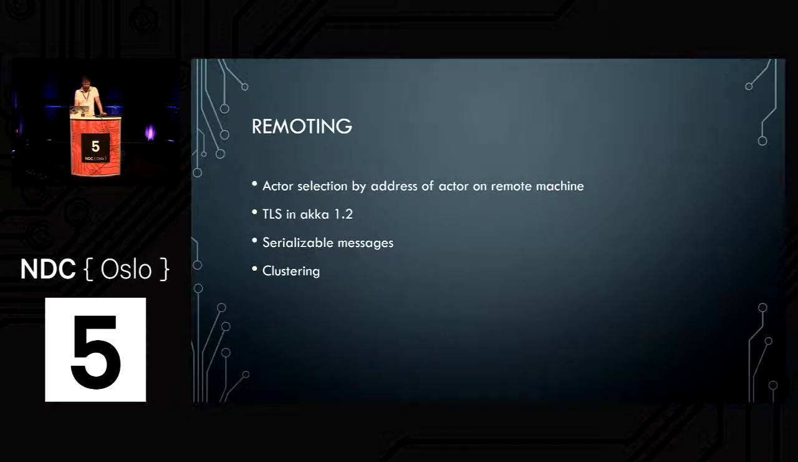Security. Up until Akka 1.2, there was no security when you sent messages backwards and forwards, so that was all in plain text. That changes in Akka 1.2, so you now have TLS. And one thing that you need to be aware of when you're doing remoting is that your message needs to be serializable, because otherwise it, of course, isn't going to work across the network. And as I mentioned slightly before, you can do clustering, so not just deploy one actor, but you can make clusters of actors that will then appear as one actor, but actually be many more.